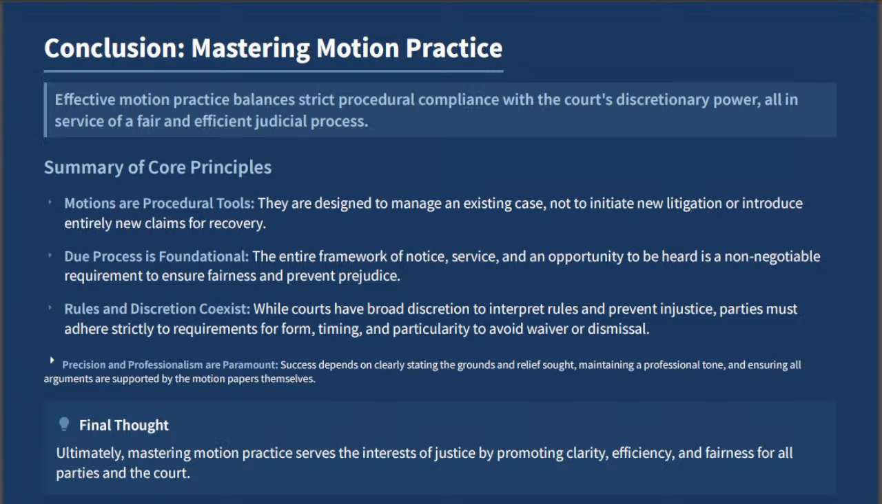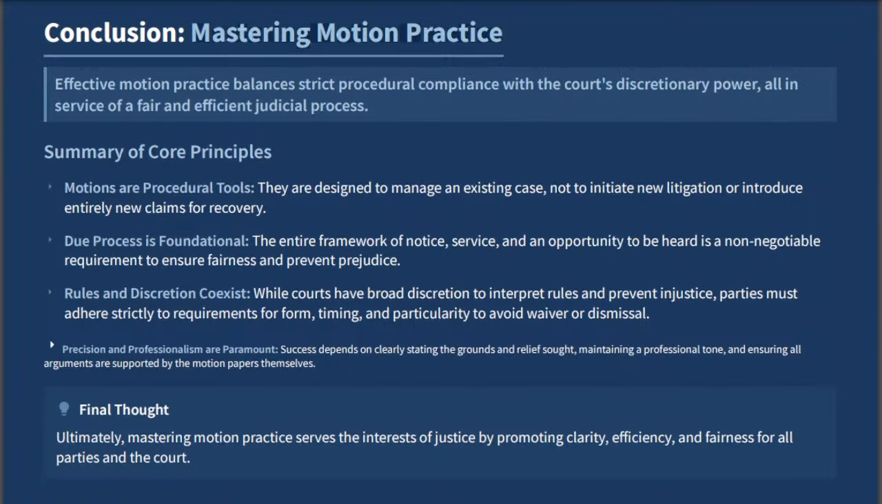All right, and that brings us to the conclusion. Mastering motion practice. Effective motion practice balances strict procedural compliance with the court's discretionary power, all in service of a fair and efficient judicial process. So let's go over our summary of the core principles. Motions are procedural tools. They're designed to manage an existing case, not initiate new litigation or introduce entirely new claims for recovery.